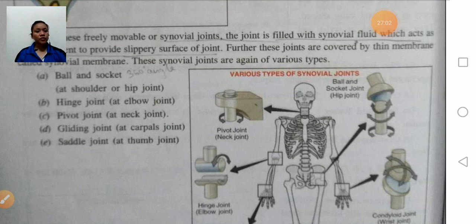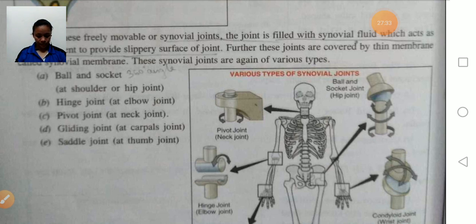Hinge joint is present in the elbow. It provides you forward and backward, or upward and downward, movement in one plane, for example in the elbow and in your knee. Next is the pivot joint. The pivot joint is present at the neck.